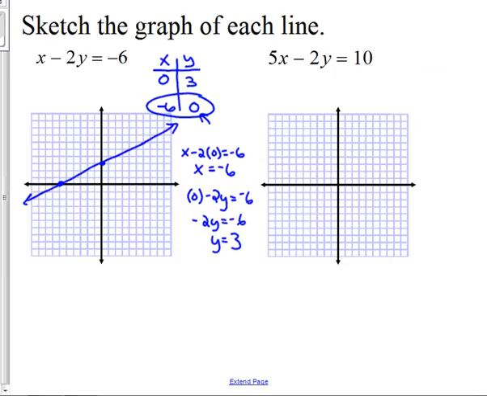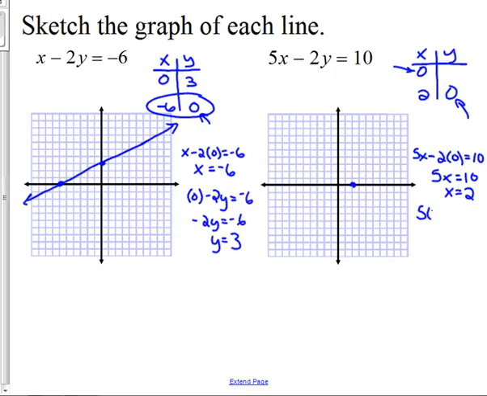Okay, this one's also in standard form. Make that xy table. For the x-intercept, that means y is 0. So 5x minus 2 times 0 equals 10. 2 times 0 is just 0, so I have 5x equals 10. That means x equals 2. 2 comma 0 is a point. It's right here.